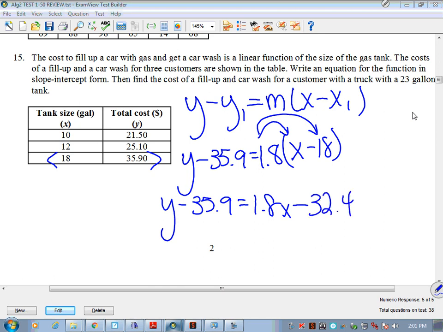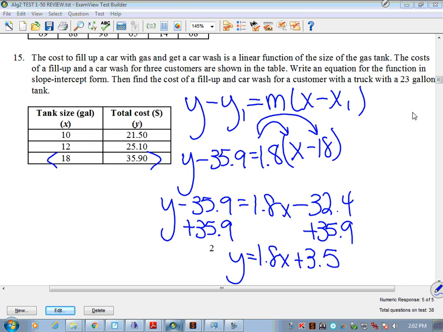Okay, and we want to add 35.9 to that, so we're getting everything in slope intercept form. I should get y equals 1.8x plus what? 3.5, and we'll say 3.50. Okay, this is the equation of my line. It matches the answer key.